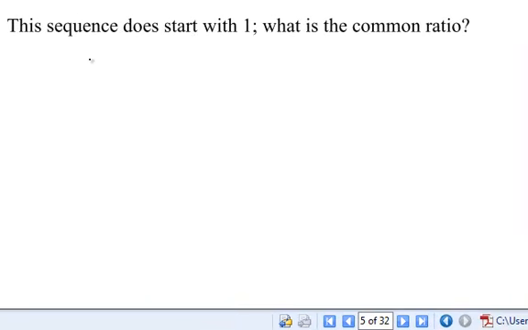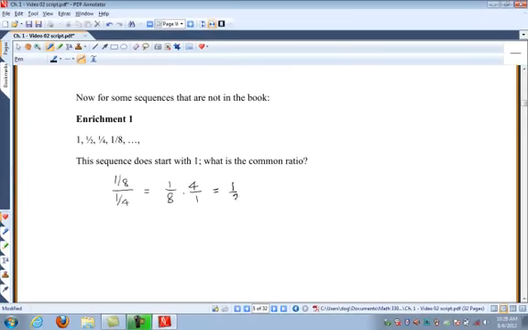Now let's look for some enrichment work, sequences that are not in the book. Here's one: 1, 1/2, 1/4, 1/8. This sequence does start with a 1. What is the common ratio? Well, let's divide sequential terms. This will be 1/8 divided by 1/4 equals 1 over 8 times the reciprocal, 4 over 1, equals 1/2.